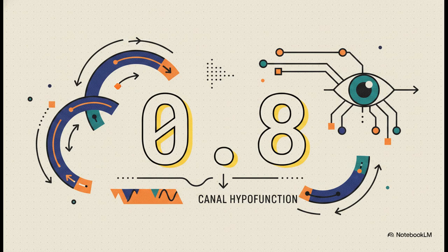So the absolute crucial starting point is this magic number right here, 0.8. When you're testing the vestibulo-ocular reflex, the VOR, a normal gain sits between 0.8 and 1.0. Any value dropping under 0.8 instantly equals canal hypofunction with a peripheral signature. That right there is your baseline threshold for action.